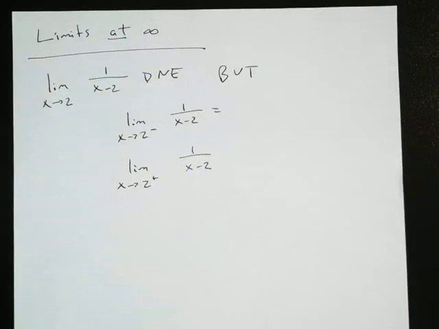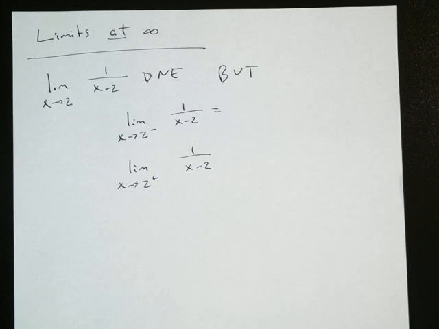Let's consider what happens as we approach 2 for the function 1 over x minus 2. I know the value doesn't exist. I claim the limit doesn't exist. And since we did an example like this, the reason the limit doesn't exist is because the left and the right pieces are different.